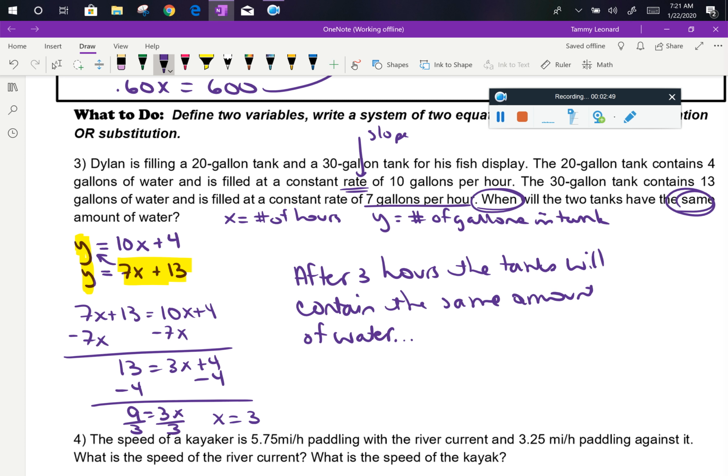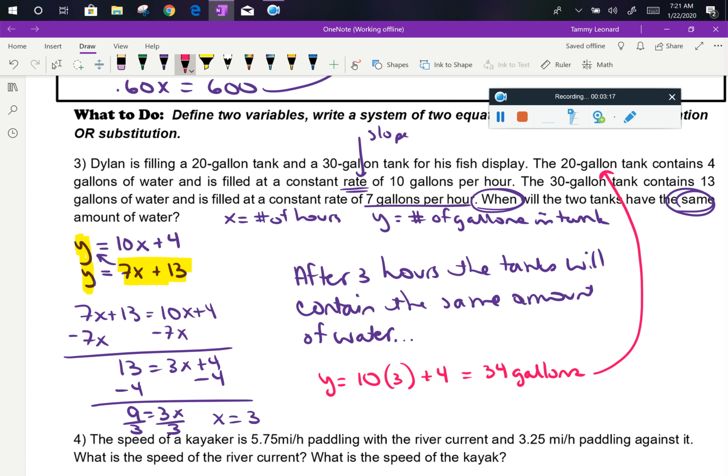But there's a catch. If you think about 3 hours, if we have the tank that fills at 10 gallons per hour for 3 hours, and it started with 4 gallons of water in it, that's going to have 34 gallons of water in it after 3 hours. But it was only a 20-gallon tank. So we actually have a problem. This tank would be overflowing after 3 hours.